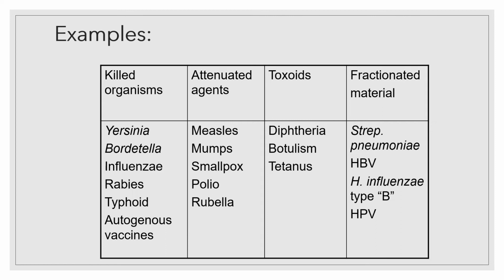And then finally, we have the vaccines made from fractionated material. This is a vaccine made from parts of the original organism. And some examples of fractionated material vaccines would be Streptococcus pneumoniae, hepatitis B virus, Haemophilus influenzae type B, and human papillomavirus.